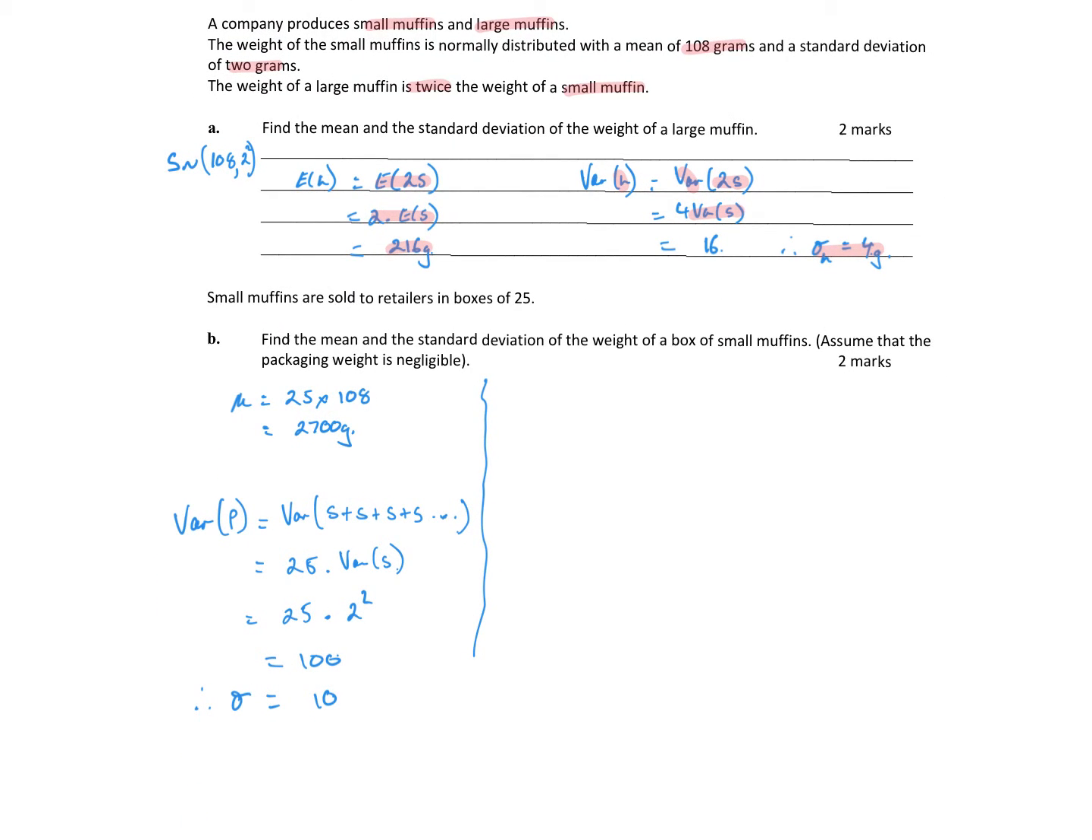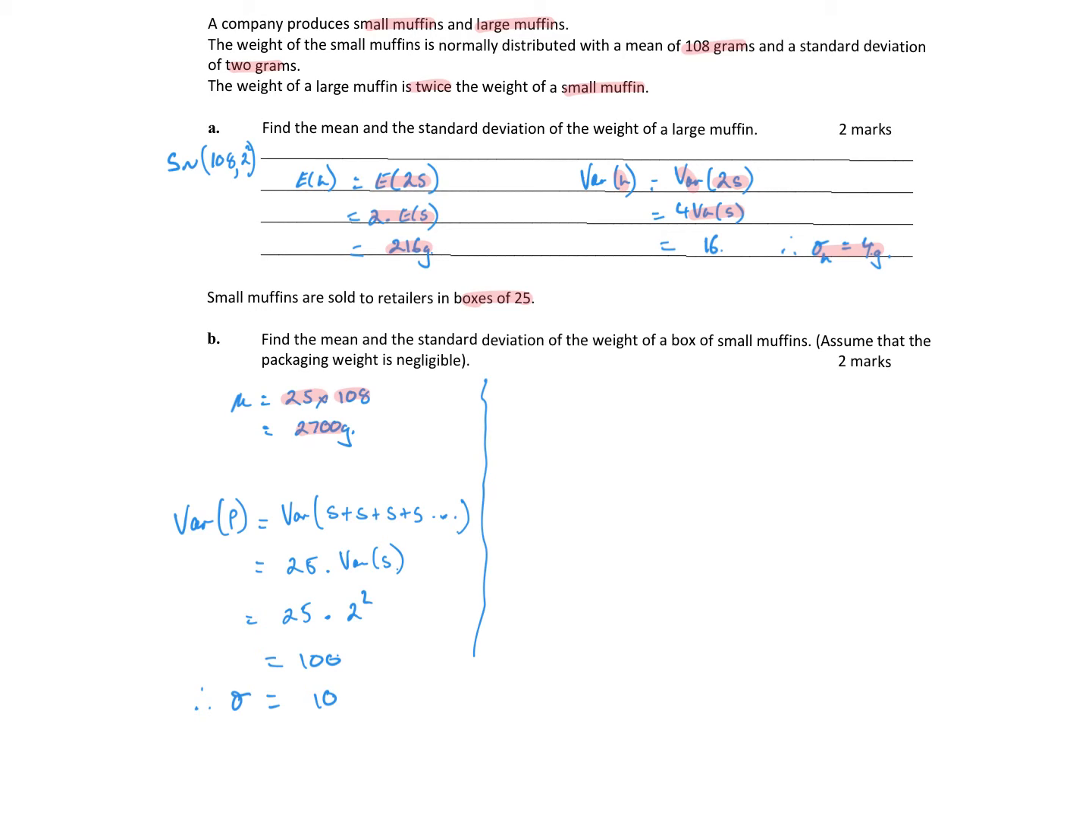Small muffins are sold to retailers in boxes of 25. Find the mean and standard deviation of the weight of a box of small muffins. Assume that the weight of the packaging is negligible. So for the small muffins, 25 times 108 gives me a mean weight of 2,700.